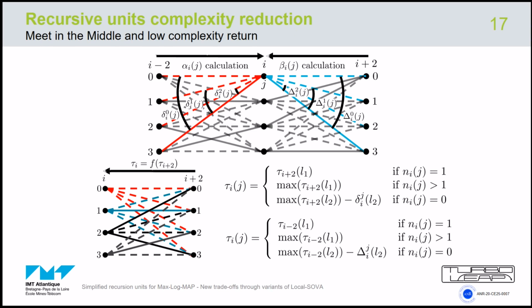And finally, if no winning paths emerge from j, the maximum value between tau I plus 2 is corrected with the corresponding correction factor delta. The same applies on the right side of the subtrellis. Having the values of tau at each position of the subtrellis, a local-SOVA soft output unit is applied at each position to output the extrinsic values.